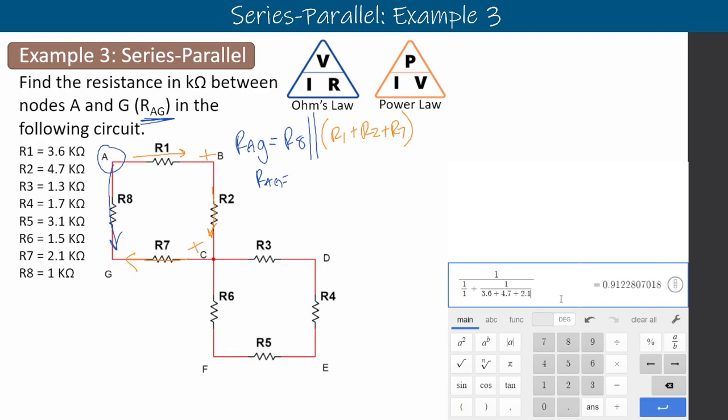So we're given a total series parallel combination here, RAG. They want it in kiloohms. We'll leave it in kiloohms. It's currently in kiloohms because all of these are in kiloohms, and so we calculated it out, even though it's a decimal point. So we got a 0.912 kiloohms. That's our total resistance from this perspective.